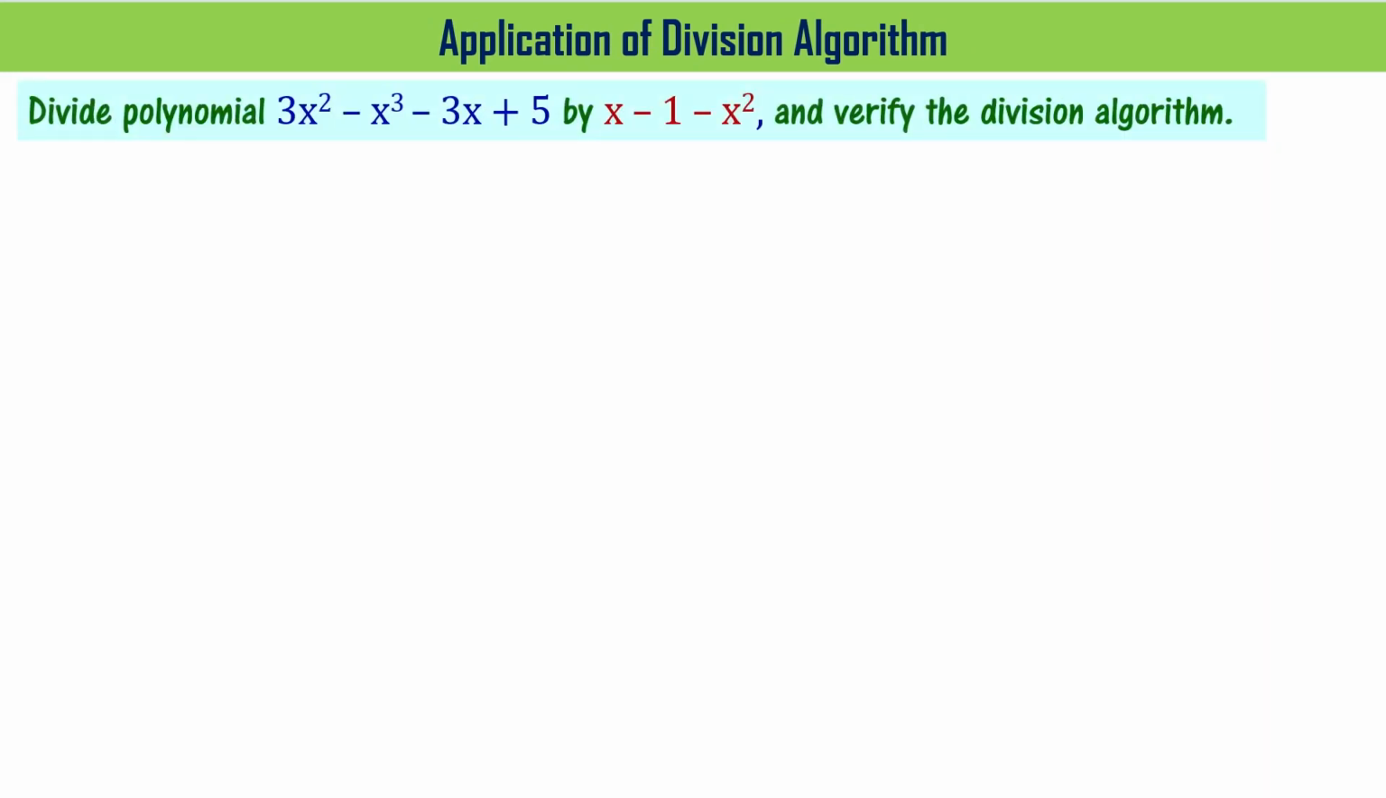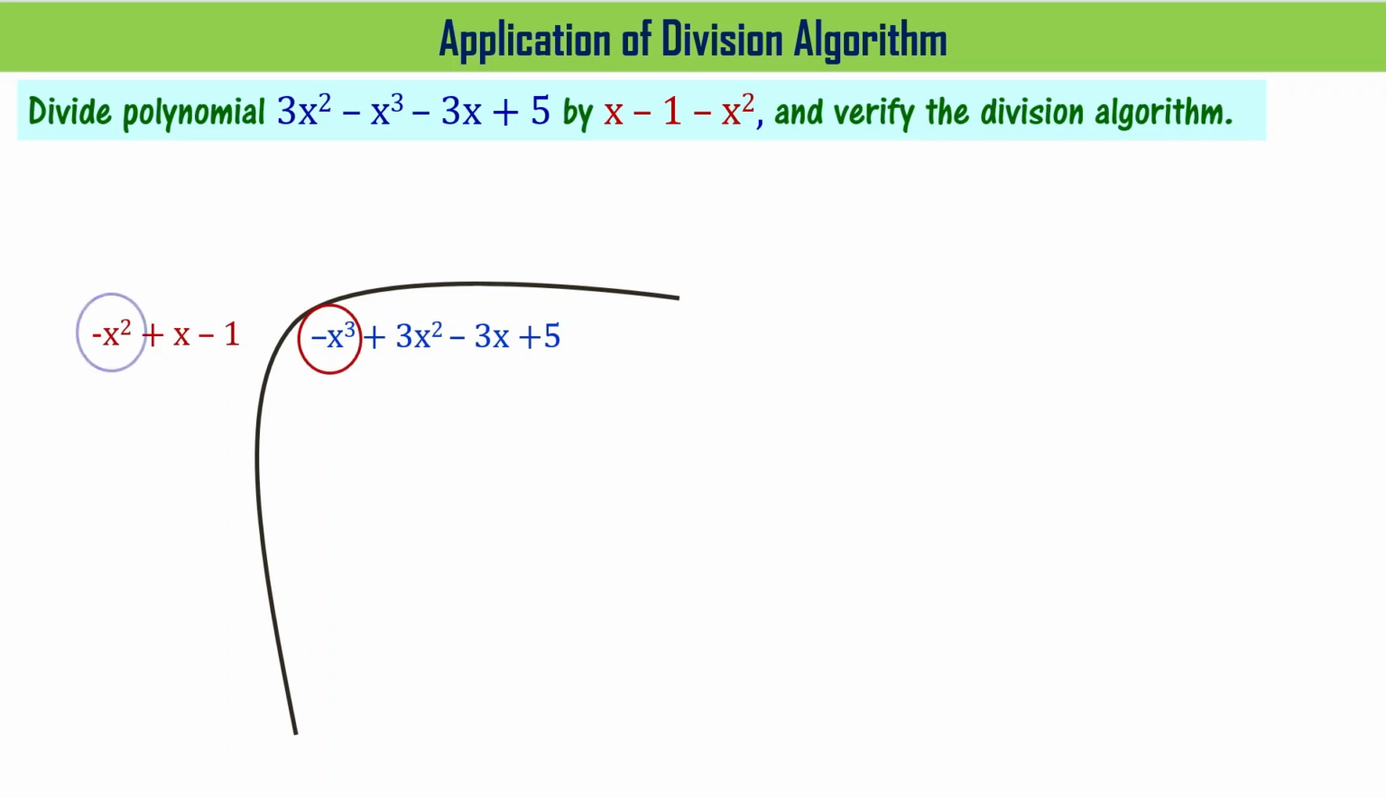Let's now take a look at an application of division algorithm. Let's divide 3x square minus x cube minus 3x plus 5 by x minus 1 minus x square and verify the division algorithm. The first part is we have to divide the given polynomial with x minus 1 minus x square. The second part is we have to verify the division algorithm, right? The first part is a simple division problem.